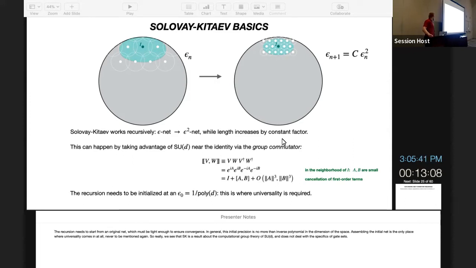The only other fact I want to mention here is that we need to start the recursion somewhere, so there will be an initial epsilon-zero net. Usually the resolution needed for that is no worse than the inverse quantum dimension of the space. This is really the only place where universality is applied. You assemble this initial net from the gate set by virtue of universality, and after that you never mention the specific gate set again. Notice how Solovay-Kitaev is really a statement about the computational theory of the special unitary group.